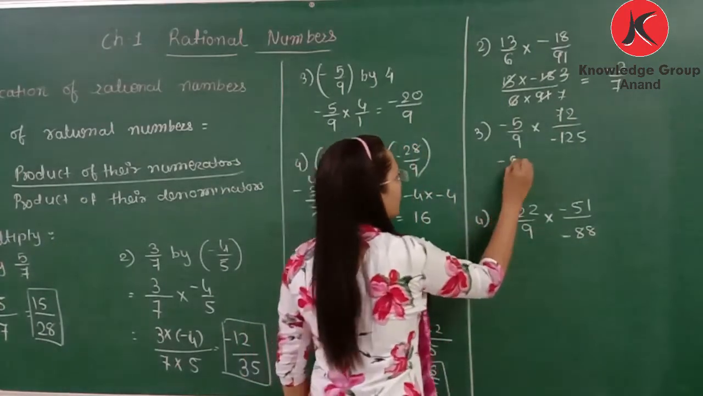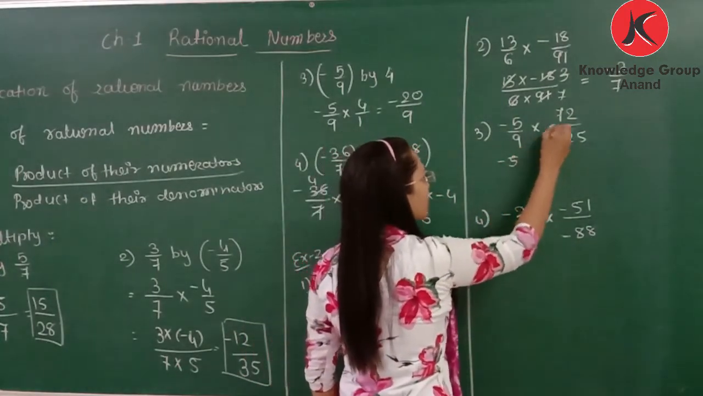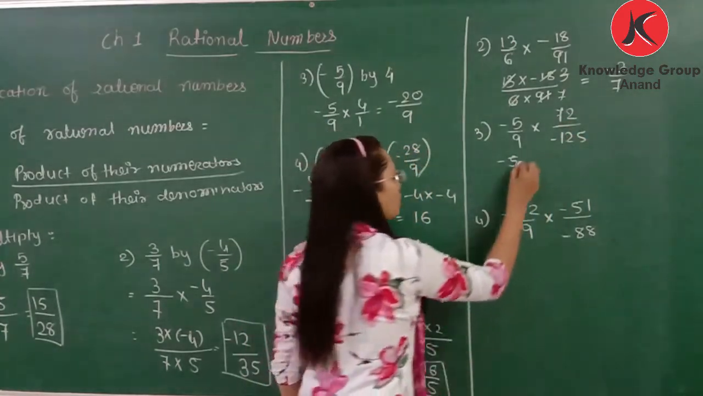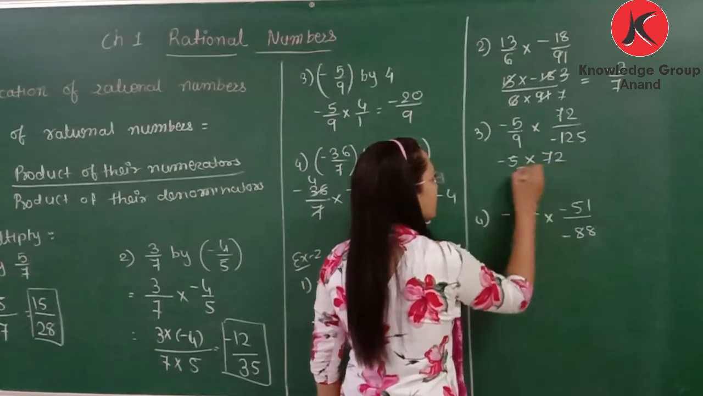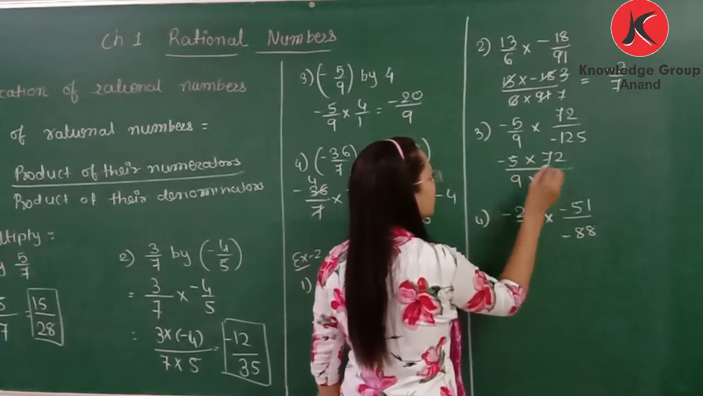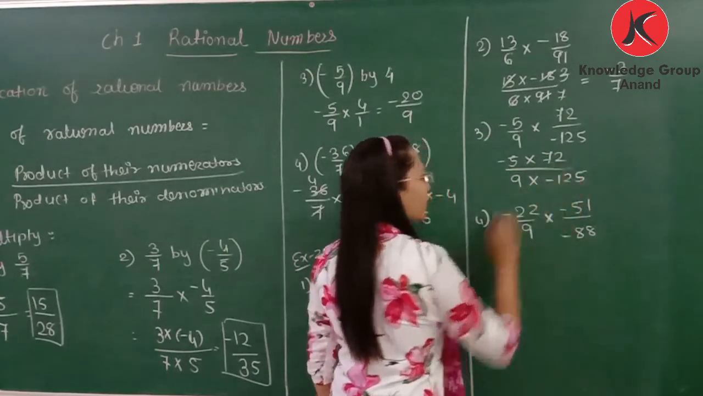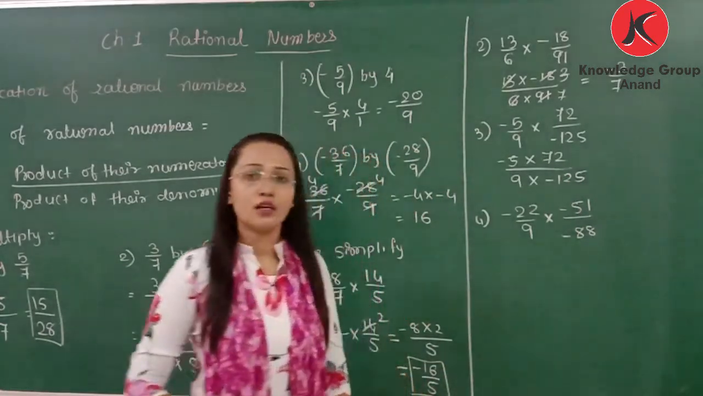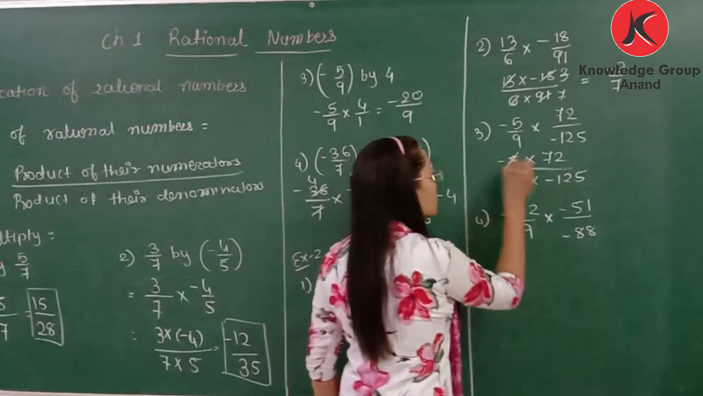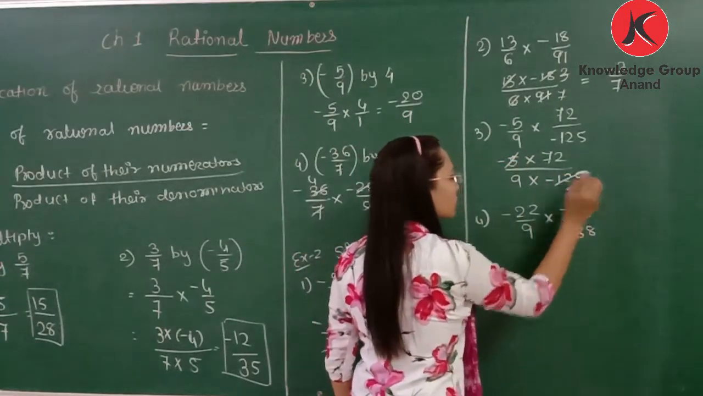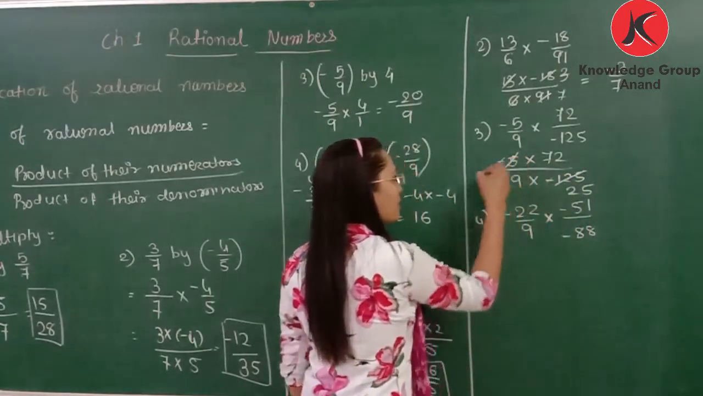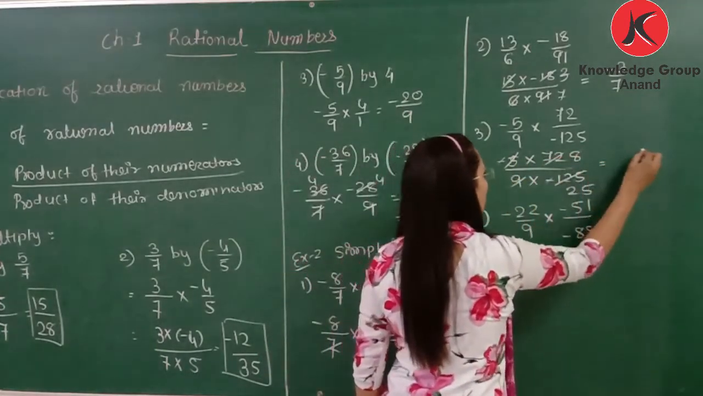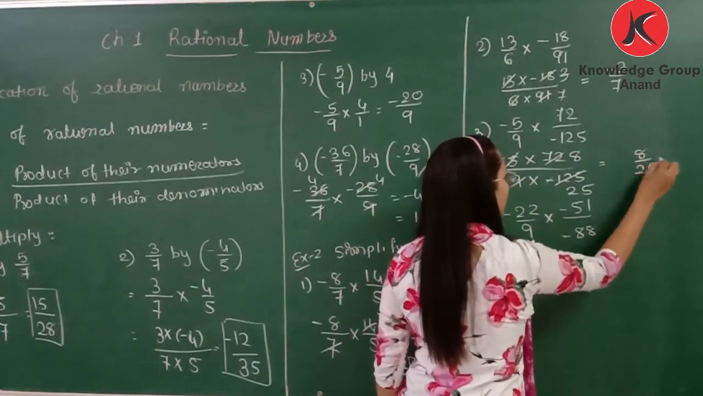Now next one, minus 5 by 9 multiply with 72 by minus 125. So minus 5 is multiplied with 72, and 9 with 125. Now 25 fives are 125, so we can consider here 25. This minus sign and minus sign will cancel out. 8 nines are 72. So the answer is 8 by 25.